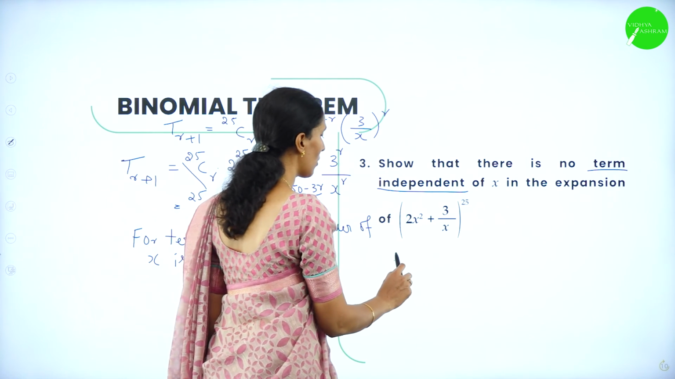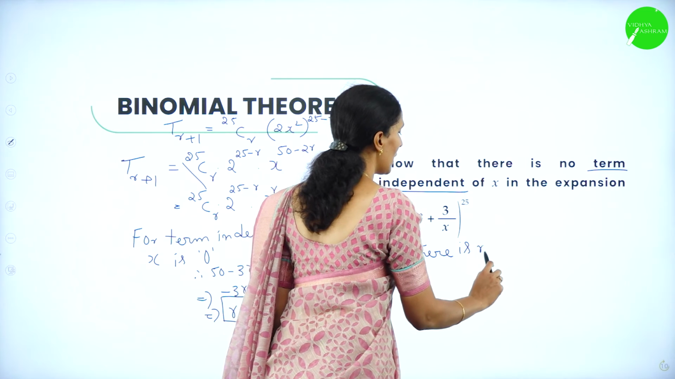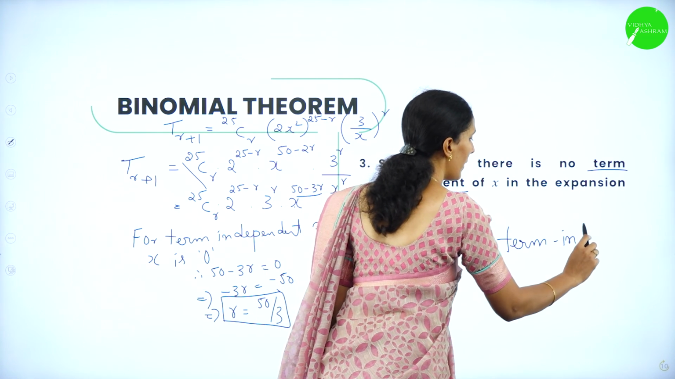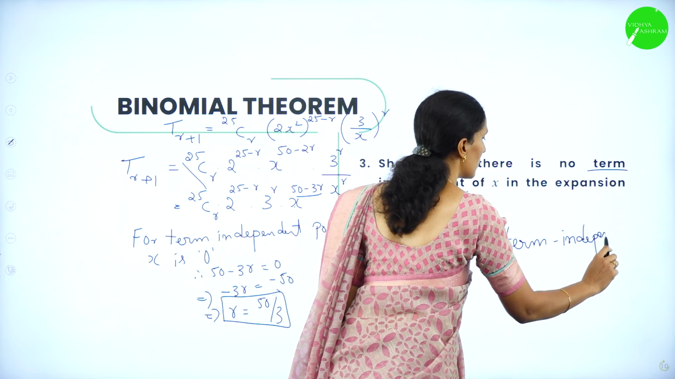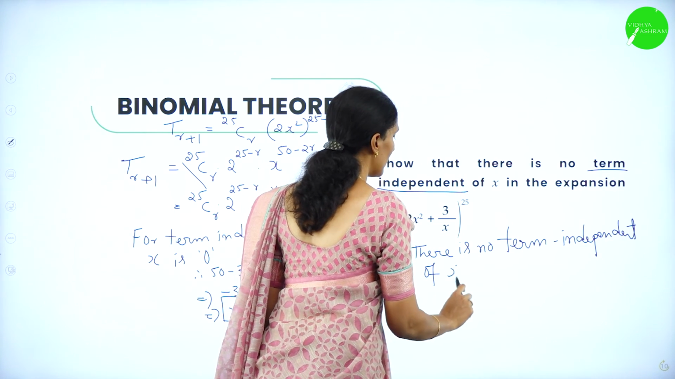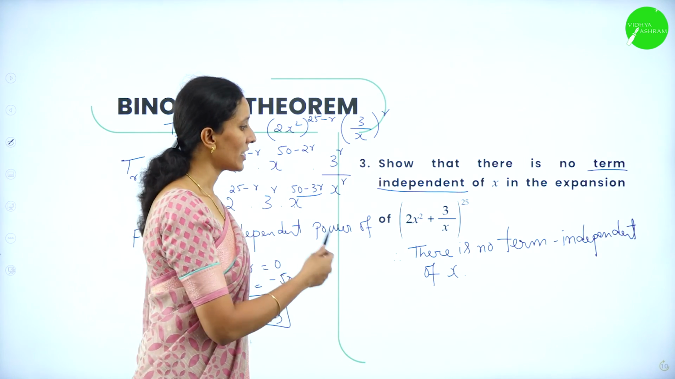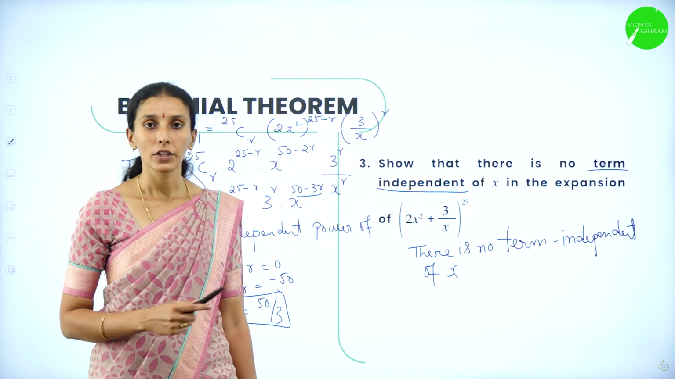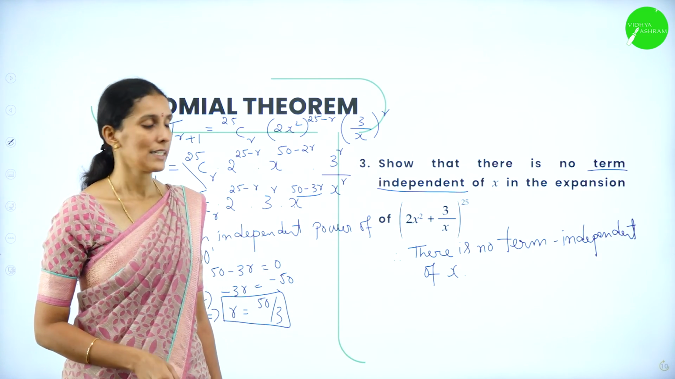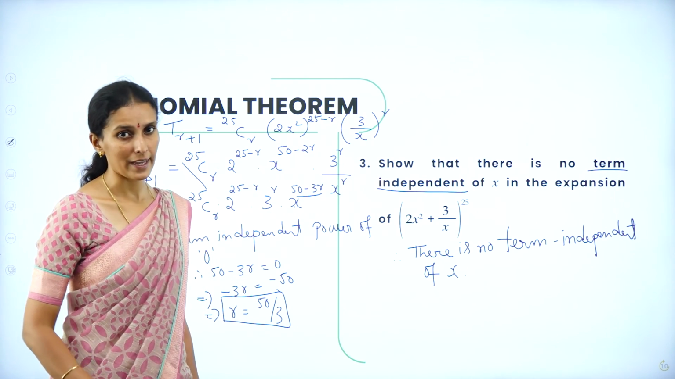So what can I conclude? Therefore, there is no term independent of x. That means you don't have any constant term which is independent of x, that is, you don't have any constant term which does not contain x. So this is how we will find the term independent of x.